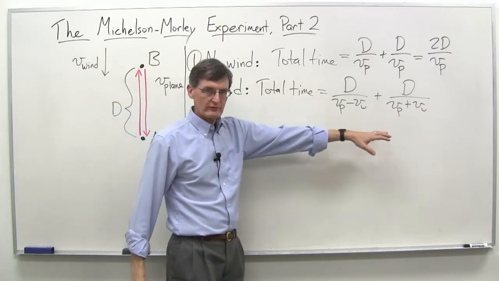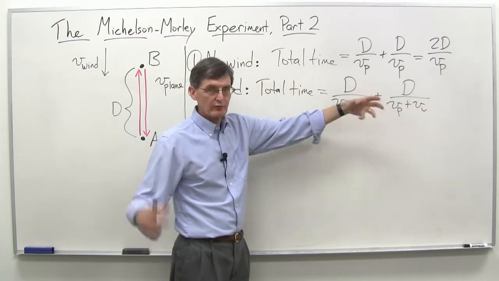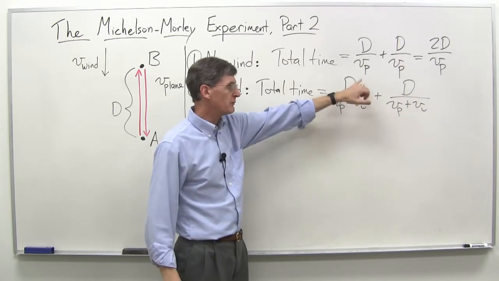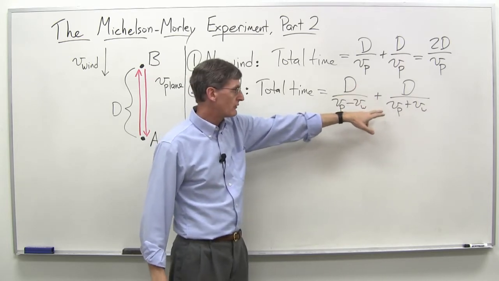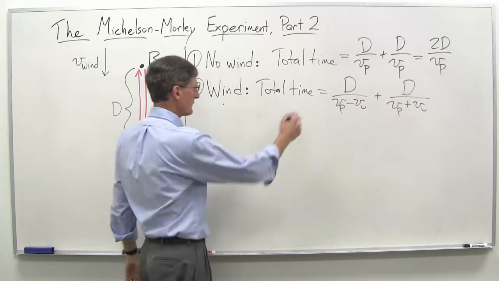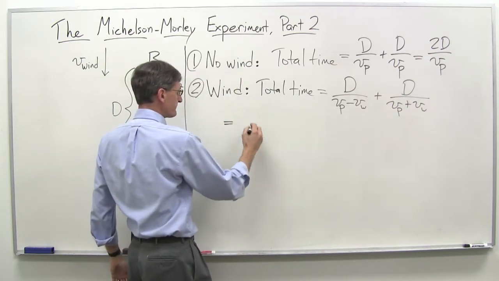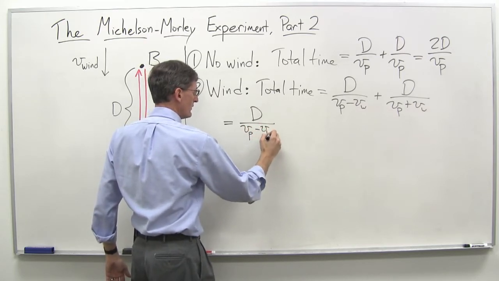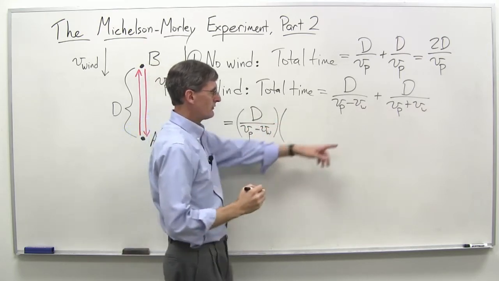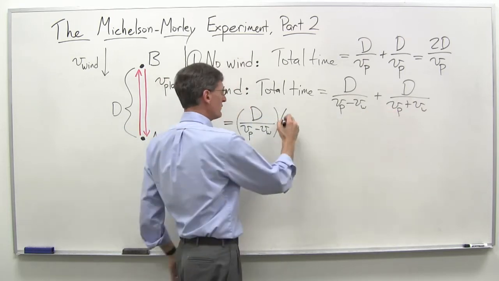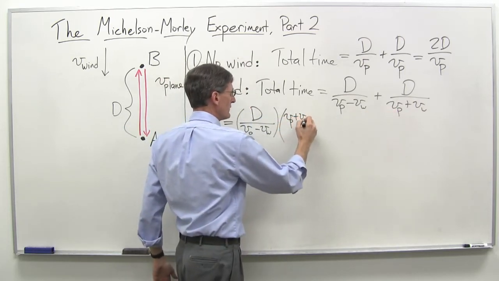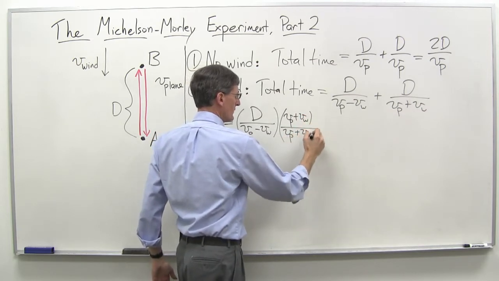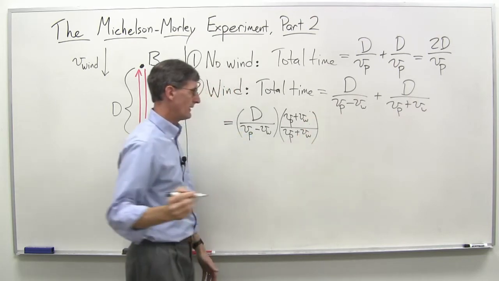We have two fractions. We want to add them together so we can combine them. We need to get common denominators, and the little trick we use is we multiply each in the form of 1, but with the other denominator. So here's what we're going to do. We're going to say this equals d over vp minus vw times the other denominator in the form of 1, vp plus vw over vp plus vw, like that.